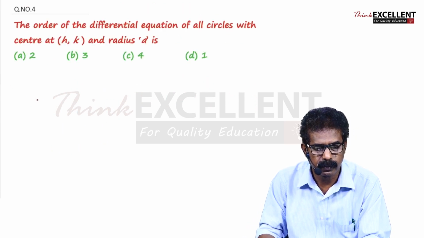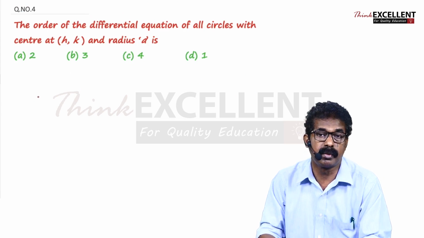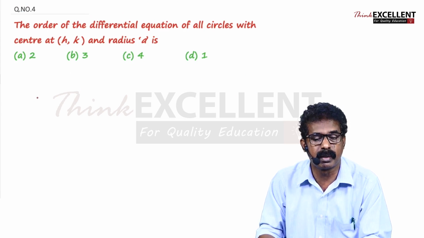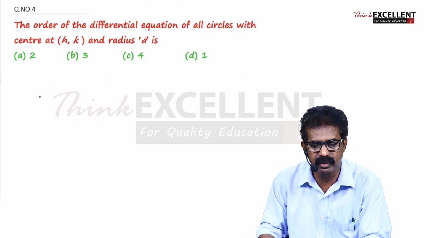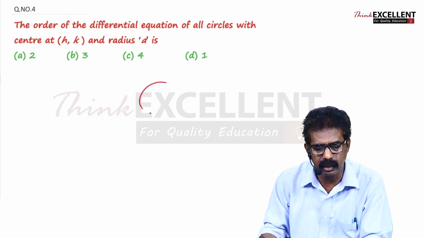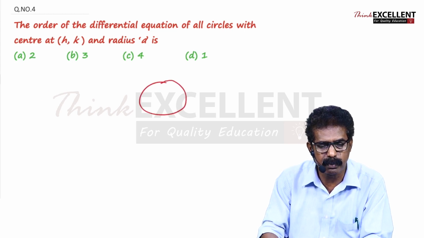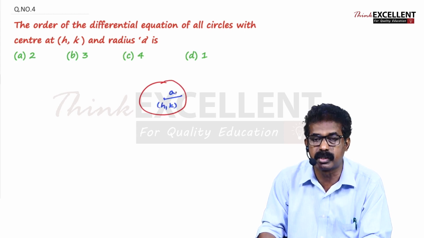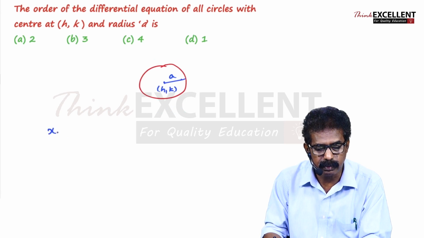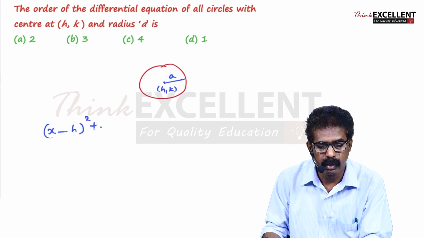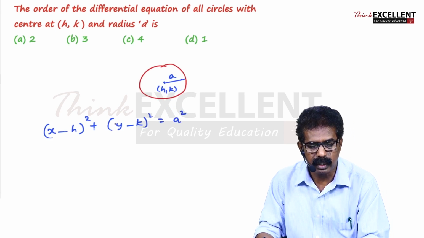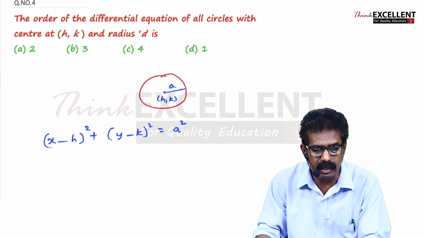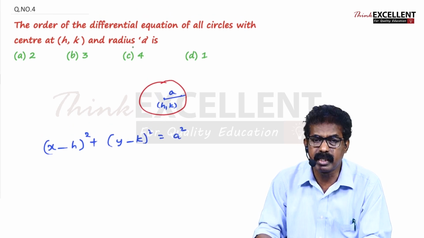Now question number 4. The order means maximum how many times you are differentiating, and it depends on the number of arbitrary constants. The order of the differential equation of all circles with center h comma k and radius a units. The equation of circle is x minus h the whole square plus y minus k the whole square is equal to a square. Here how many arbitrary constants? Please listen here, you have to be very careful. Center is h comma k and radius is a.